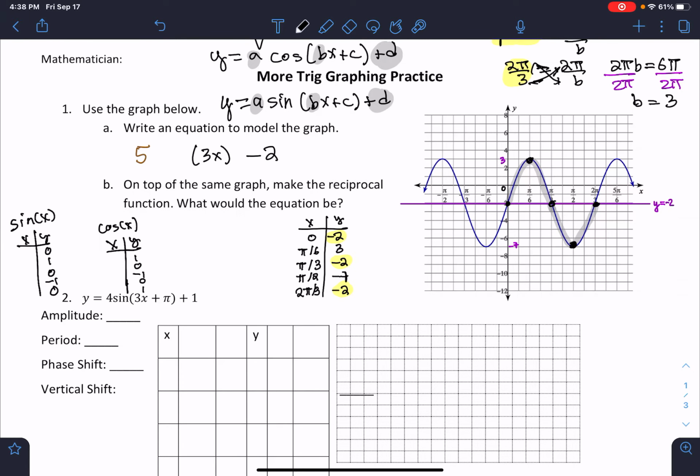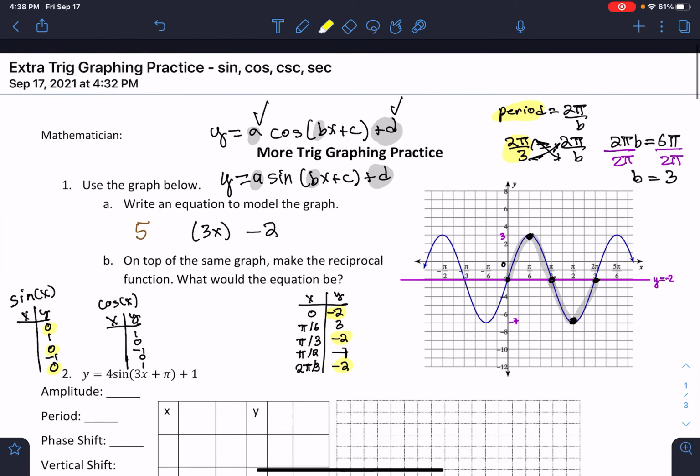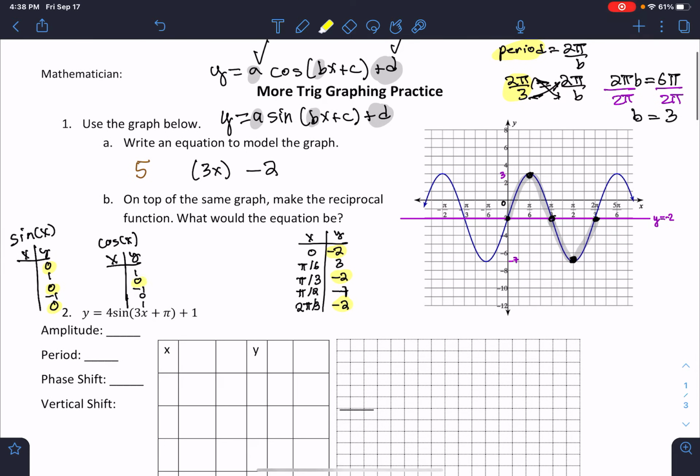So I want you to notice that in sine, these three values tend to repeat, and then in cosine, these two values tend to repeat. So let's check it out. So we're saying that we took our 0, and I'm going to multiply it by 5, because that's my amplitude of 0. And then I subtract 2, and do you see how I get -2?